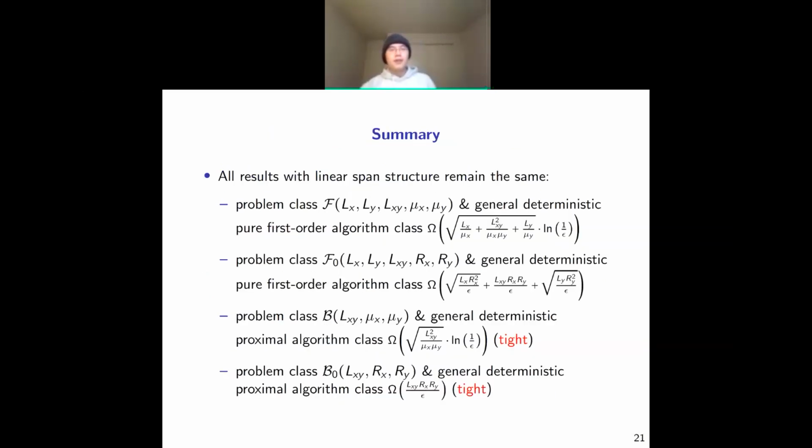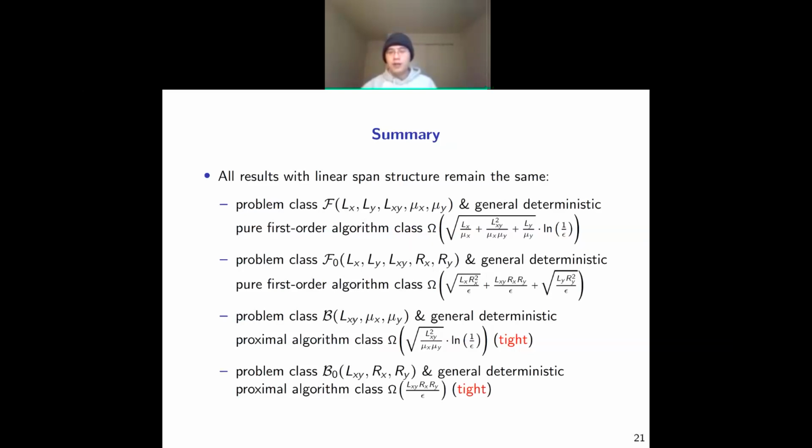So as a summary, let's just summarize all the cases and results that we have. So first, we consider this problem class, strongly convex and strongly concave general minimax class without bilinear coupling. And then we use general deterministic pure first-order algorithm class. We have this lower bound, which is almost tight, but not tight yet. And for the non-strongly convex, non-strongly concave case, but we have bounded saddle point, for this case, the pure first-order algorithm achieved this lower bound, also not tight yet.